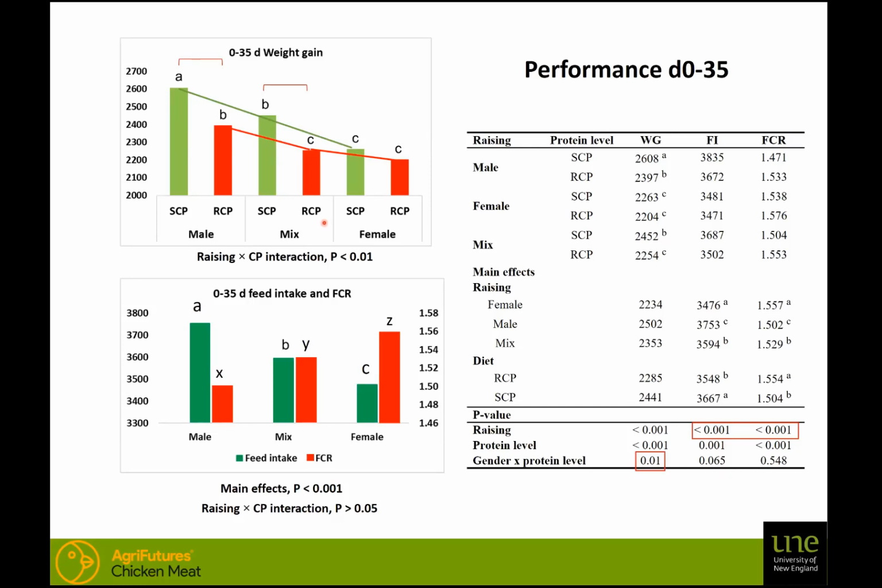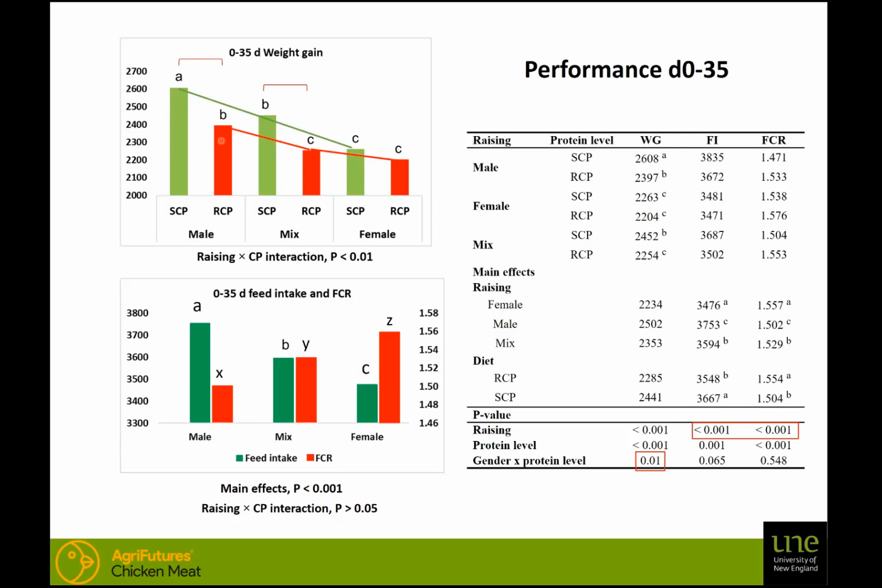Here, we did factorial analysis, and we've seen that only weight gain had a significant interaction between gender or sex and the protein level. For the standard protein feed, for male, female, and mixed birds, the body weight or weight gain in male is higher than mixed, and then female. So mixed is basically in the middle, and it's pretty much like a linear relationship between them.